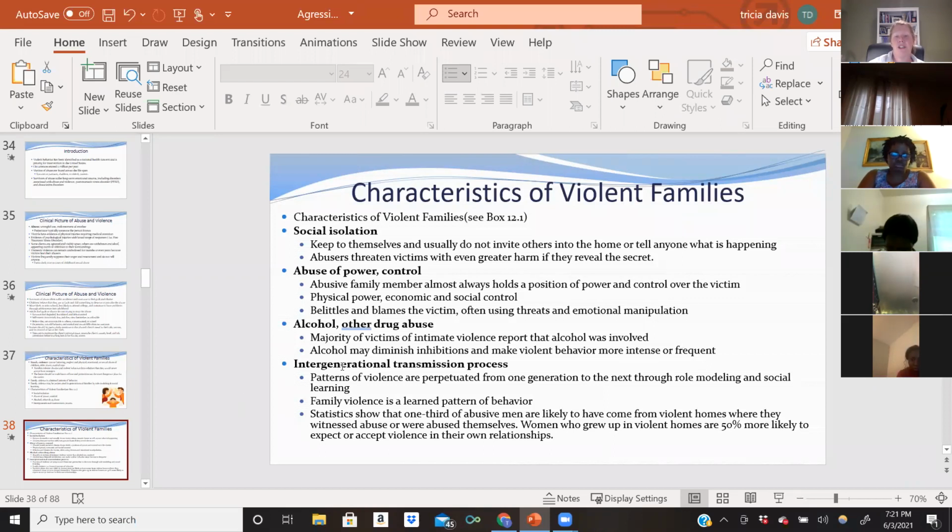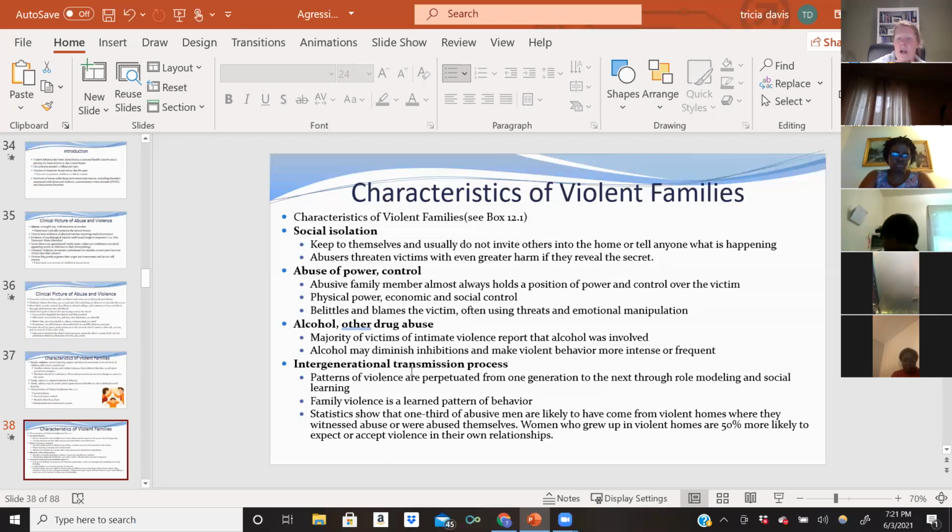And then we have the intergenerational transmission process. This is where patterns of violence are perpetuated from one generation to the next by role modeling. They grow up seeing this, and then social learning: it's what they have learned growing up and they think that it's normal. It's a learned pattern of behavior.